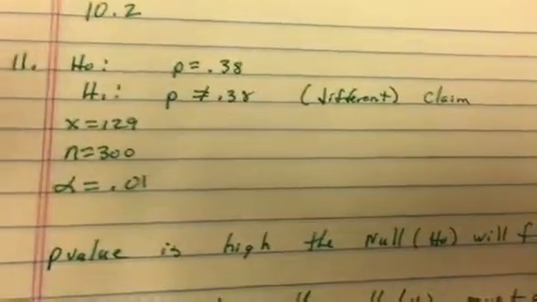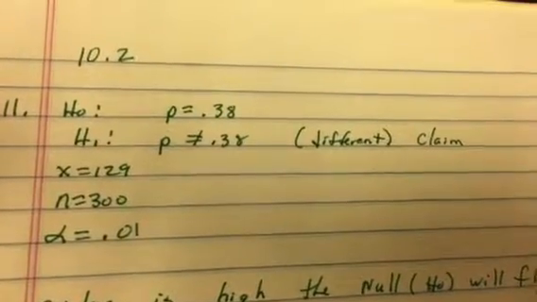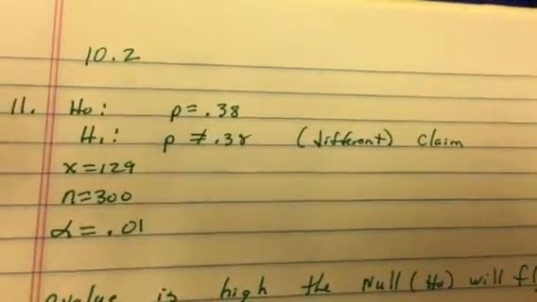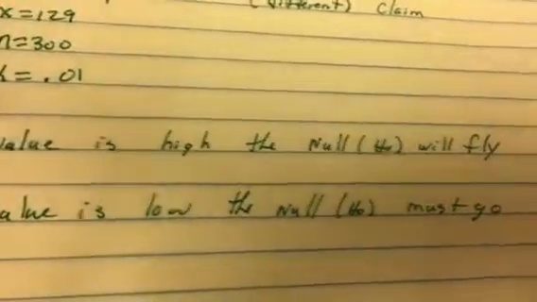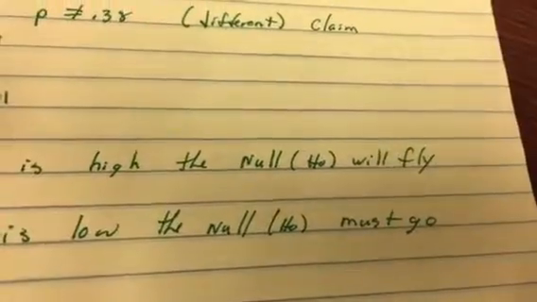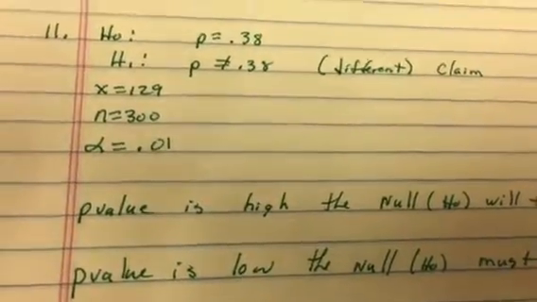So what we have to do is calculate our p-value to determine if we accept our null hypothesis or we reject our null hypothesis. And the way we do that is there's a sentence that says, if p-value is high, the null will fly. If p-value is low, the null must go. So I have to calculate the p-value using StatCrunch.